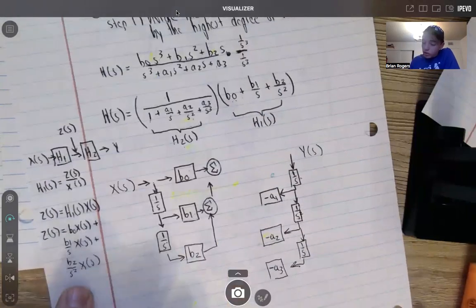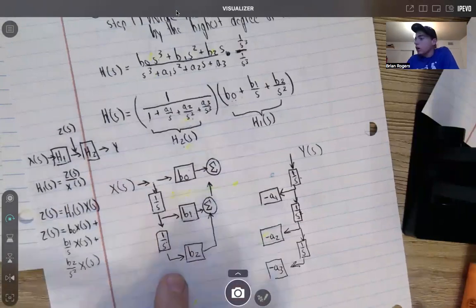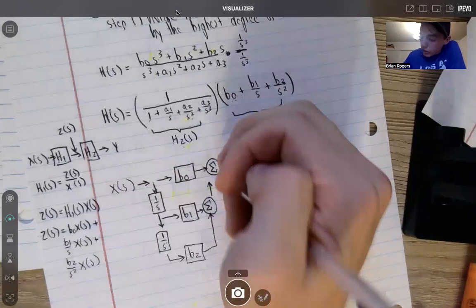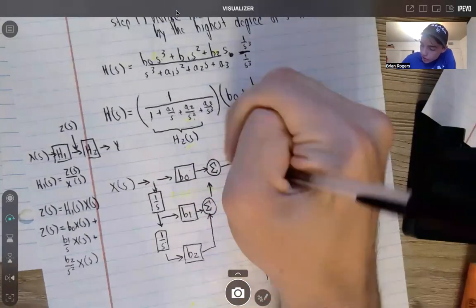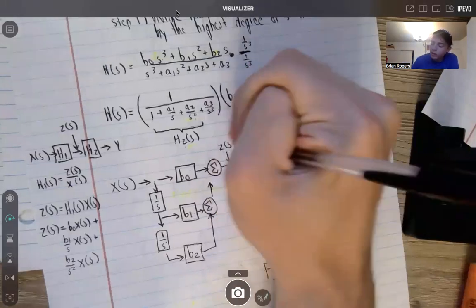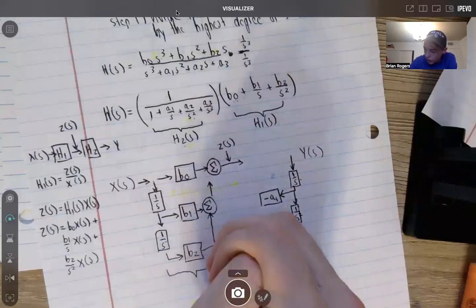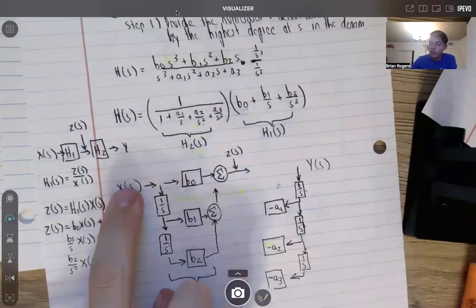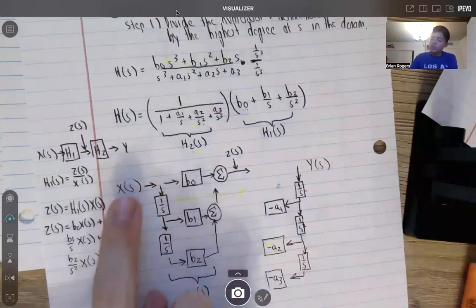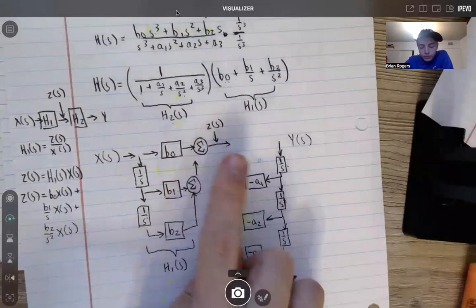So this is after it goes through H1 of S, which we just made here. That means right at this point here, after we sum it all together, this point is Z of S, right after we did H1, which was given by right here. The output over the input is going to give us H1 of S. So this is our Z of S right here, which we found the equation for.